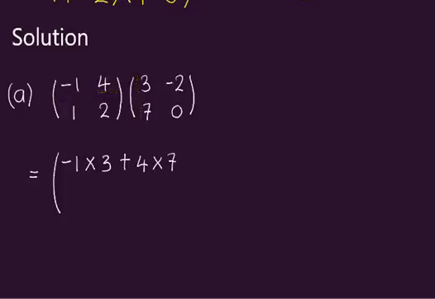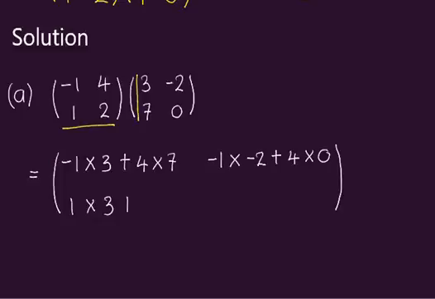Next, I'm gonna multiply again this row and the second column. So I'll be having minus 1 times negative 2 plus 4 times 0. Right, next I'm gonna go to the second row. I'm gonna multiply it with this column. So I'll be having 1 times 3 plus 2 times 7. And lastly, this row again multiplied by the second column. So that will give me 1 times negative 2 plus 2 times 0.